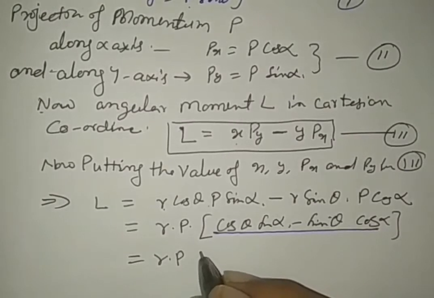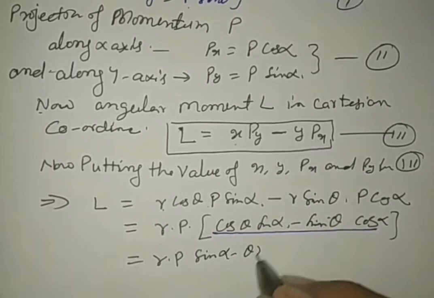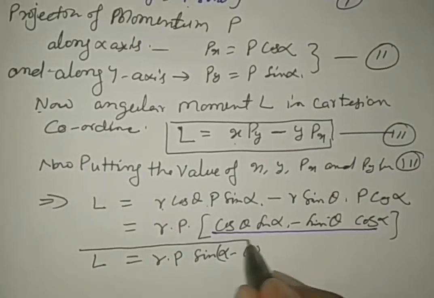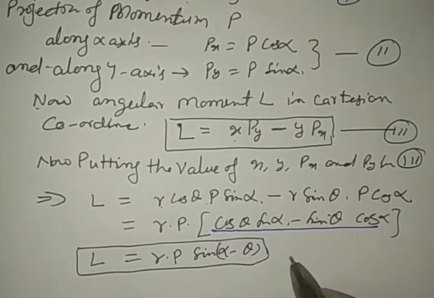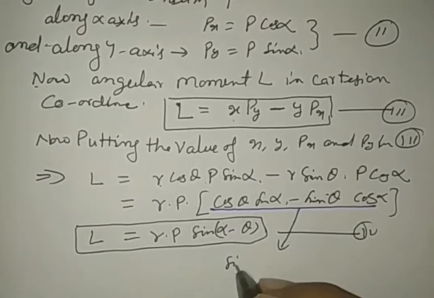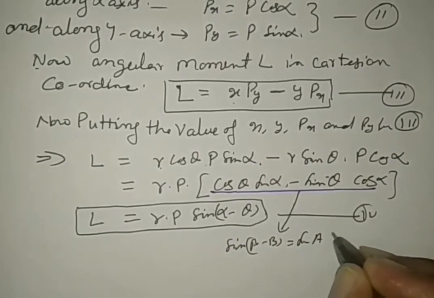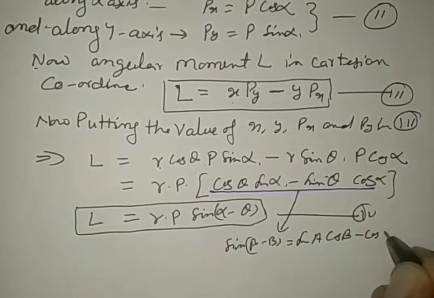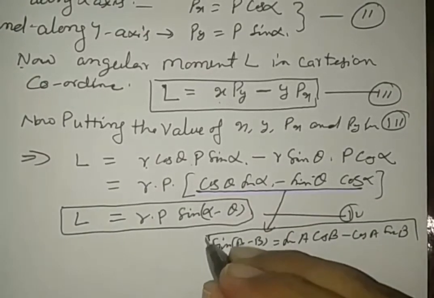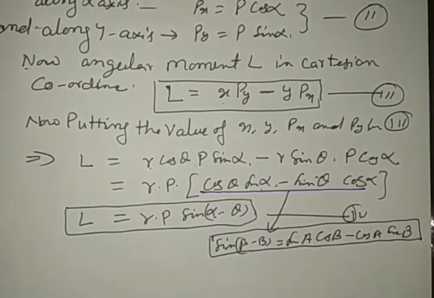sin(alpha minus theta). This is L equal to rp sin(alpha minus theta). Here it is compressed by this trigonometric relation: sin A minus B is equal to sin A cos B minus cos A sin B. This trigonometrical relation is used to compress this equation into this form.